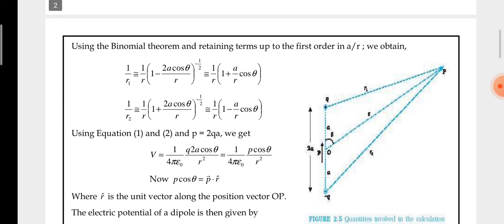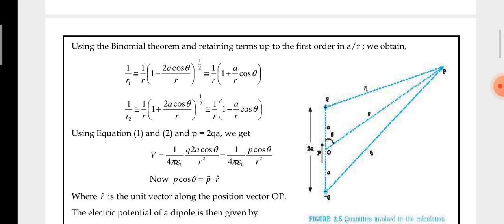If you take the reciprocal, 1 by R1 equals 1 by R into 1 plus 2a cos theta by R, the whole power minus half. After applying the binomial theorem, 1 by R1 is approximately equal to 1 by R into 1 plus a cos theta by R. In a similar way, 1 by R2 equals 1 by R into 1 minus a cos theta by R.